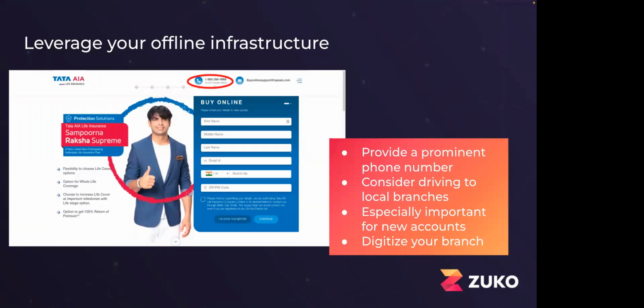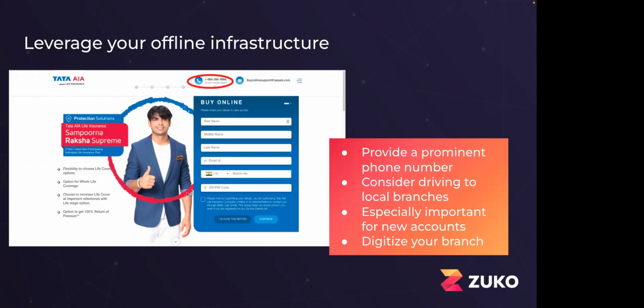I think the studies I've seen in the US, 84% of people want access to a live person. So provide that phone number. It gives them the reassurance to get started and go on, because they know if they get into trouble, they can call someone up. You might want to consider driving to local branches. Again, it depends on your market. Some markets are, say, more digitally sophisticated.